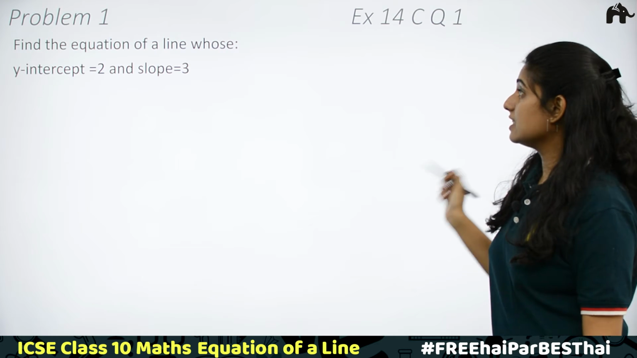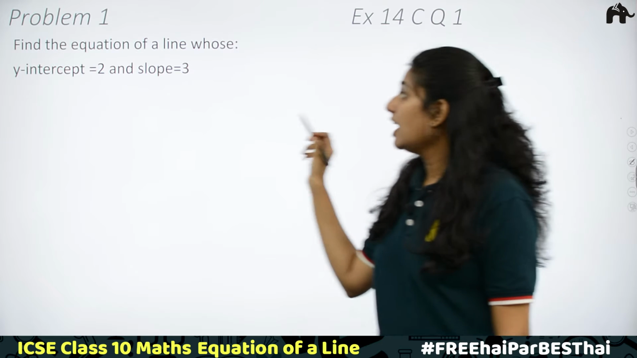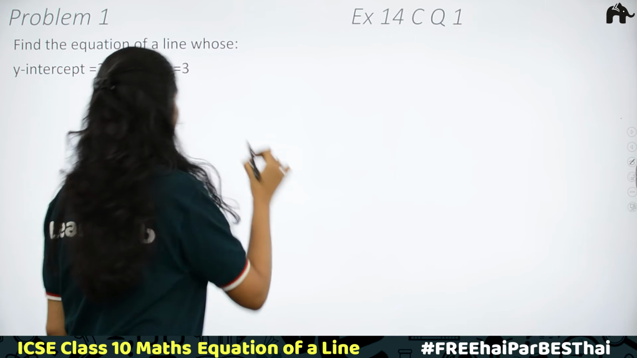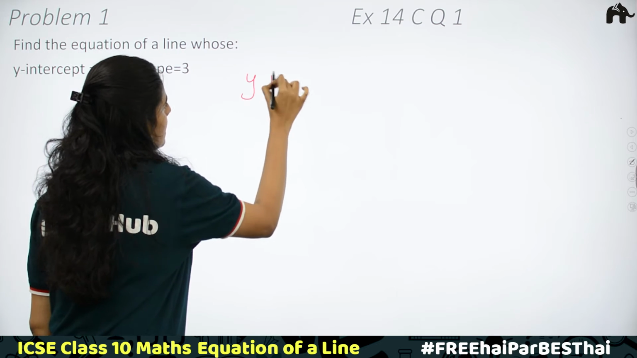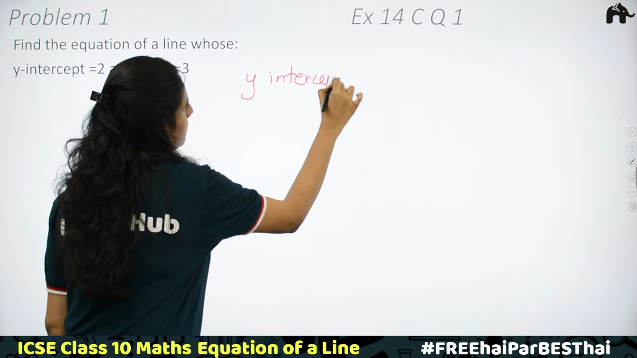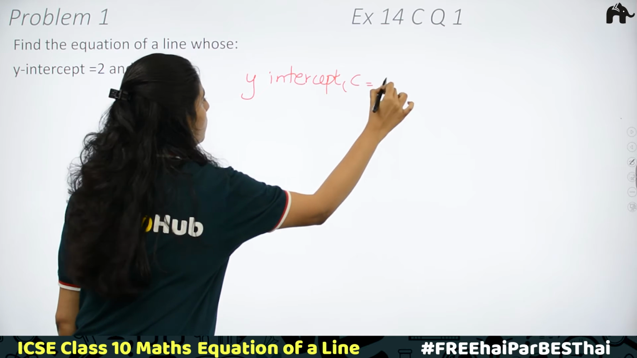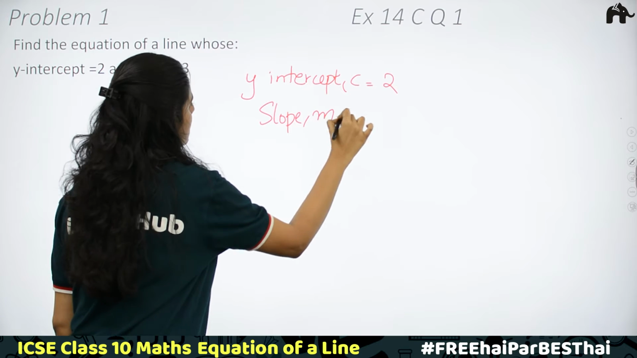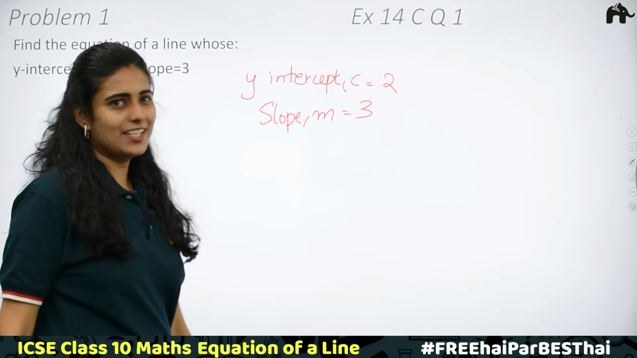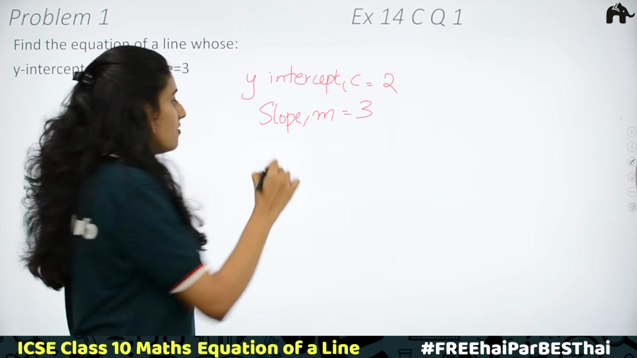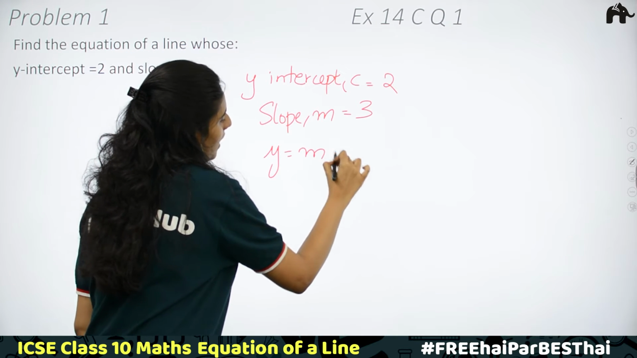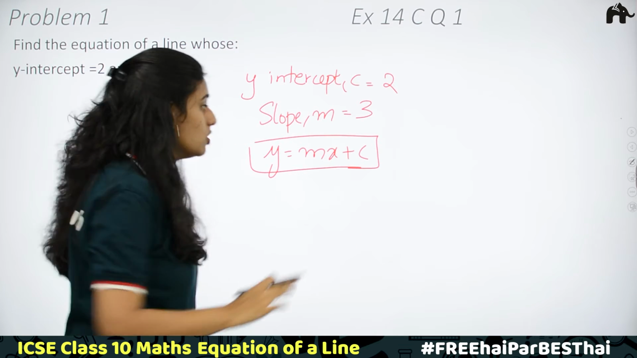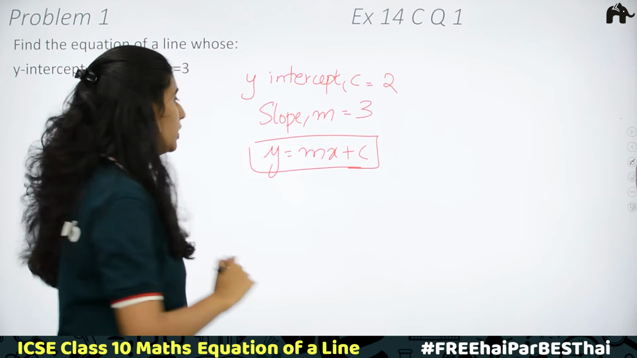Now, let us solve more problems from exercise 14C. Here we have the first question. Find the equation of a line whose y-intercept is 2 and slope is 3. Here y-intercept is given and slope is given. Y-intercept c is equal to 2 and the slope m is equal to 3. This is a very easy question, right? What is the equation of the line? y is equal to mx plus c. Remember to write the formula first. First write the equation, only then do the substitution. You cannot directly do it.